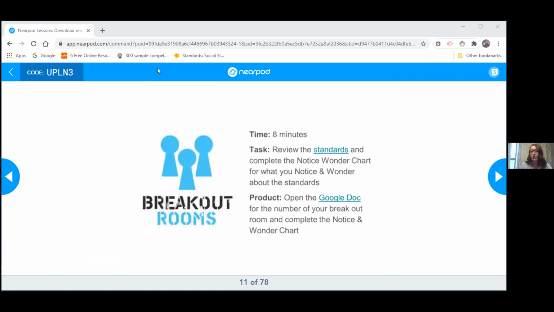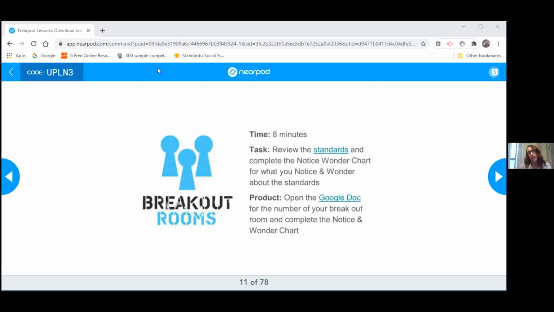All right, so we're going to put you in breakout rooms of 4 to 5 people, and you are going to review the standards collaboratively. So take a look at the one pager that you were looking at, and as you go, like Stephen mentioned, you're going to jot down things you notice about the standards and then things you wonder. And your wonders are like questions or thoughts. They're not necessarily coming directly from the standards.